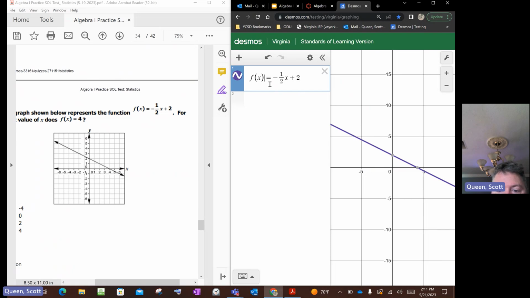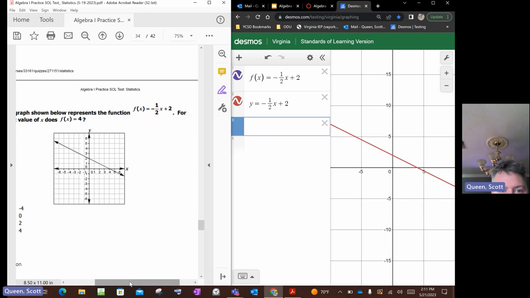I'm going to do this just to prove it. F of x, change it to y, same exact one. Actually, that's not a good way to prove it. There we go. Let me do it completely separate. Y equals -1/2 x plus 2. Can we all see that that's the same line? Good. And we'll change this color just for fun, make it stand out.